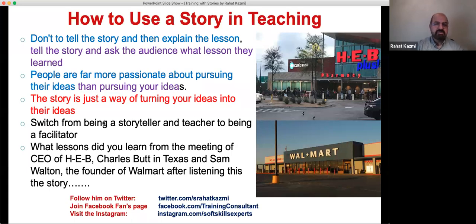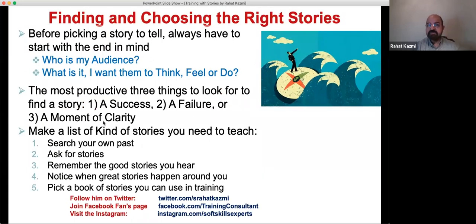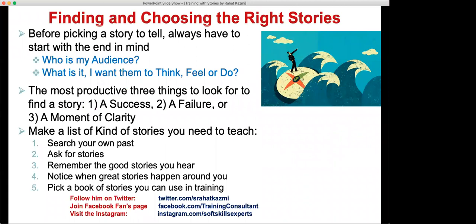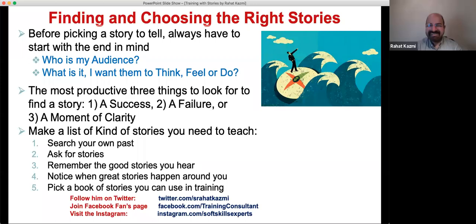Let's move on, guys, to finding and choosing the right stories. Why is that important? Why do we need to find the right stories? Look at the picture here. What does the picture say to you? Is that someone sailing above the waves? Okay. Anybody else?